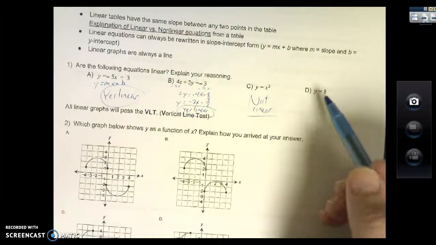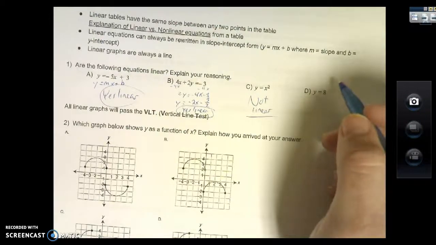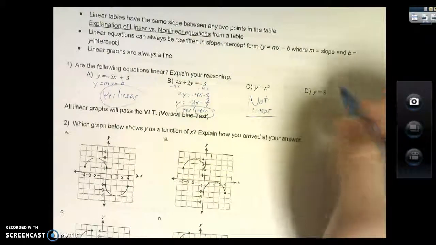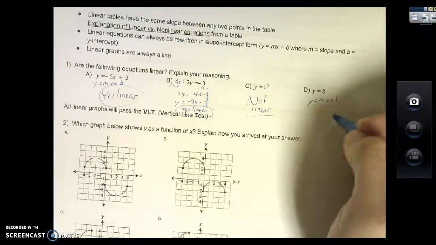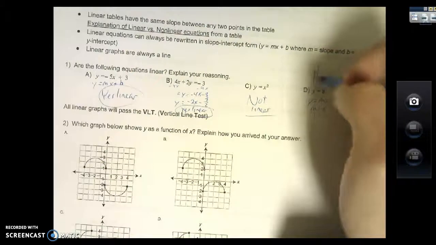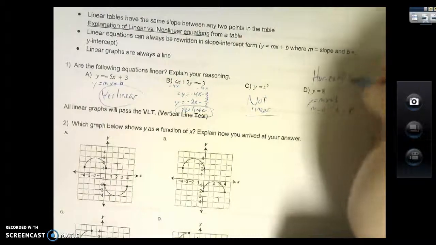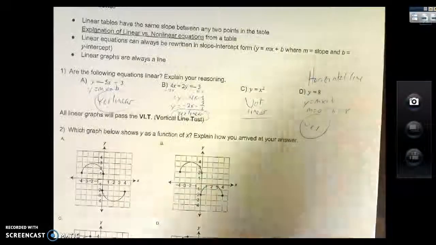Lastly, part D, y equals 8. I know you might be inclined to say, hey, there's no mx, so it has to be nonlinear. But if I look at this equation, all this means is that my m is 0 and my b is 8. This is actually a horizontal line. And a horizontal line is linear, so yes, linear. Okay.